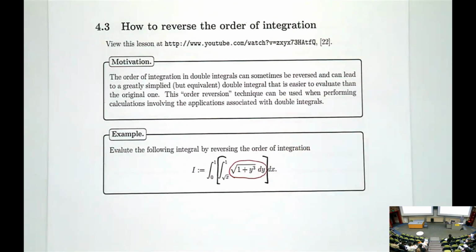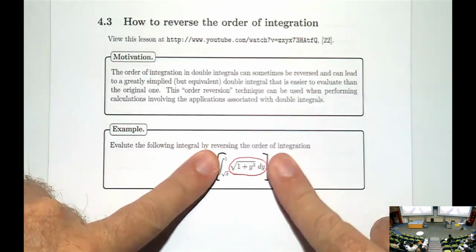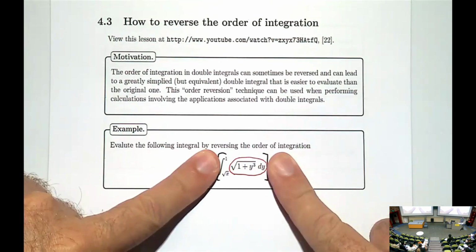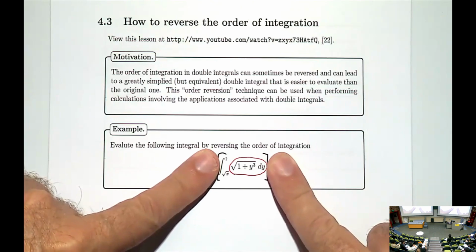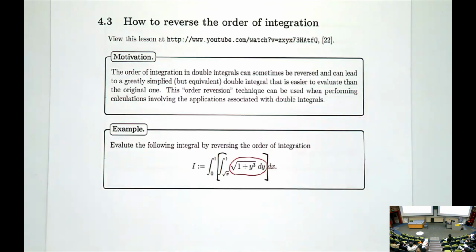Let's be a bit naive and just try to do it normally. Just to refresh our memory, you do the inside integral first. Imagine x is a constant. There's no x's in there anyway. But who can tell me what's the problem with doing the inside integral first? What's the antiderivative of square root 1 plus y cubed with respect to y?